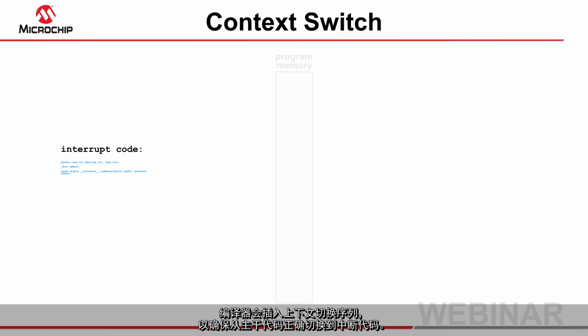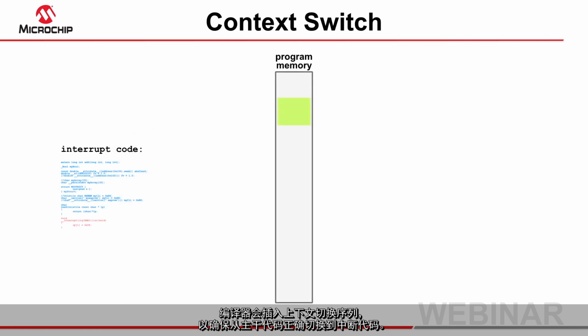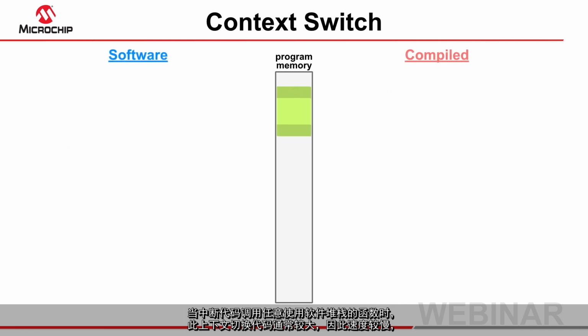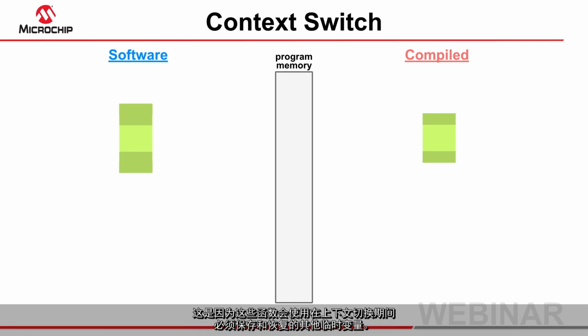The compiler inserts a context switch sequence to ensure the correct transition from mainline to interrupt code. Further added code restores the device when the interrupt exits, so the program can begin executing mainline code once more. This context switch code is typically larger and hence slower when any function called by interrupt code uses the software stack, as these functions can use additional temporary variables that must be saved and restored during a context switch. You can minimize this delay by keeping your interrupt code simple.